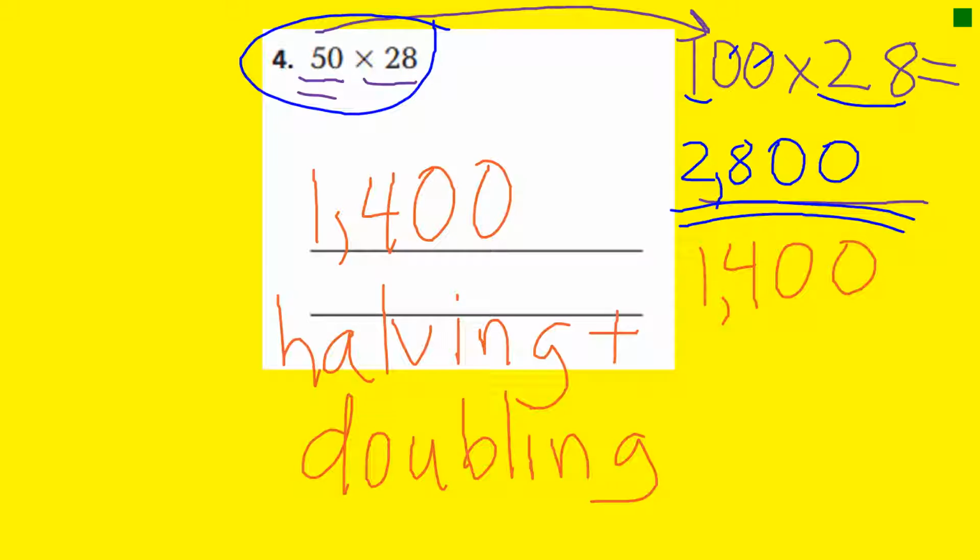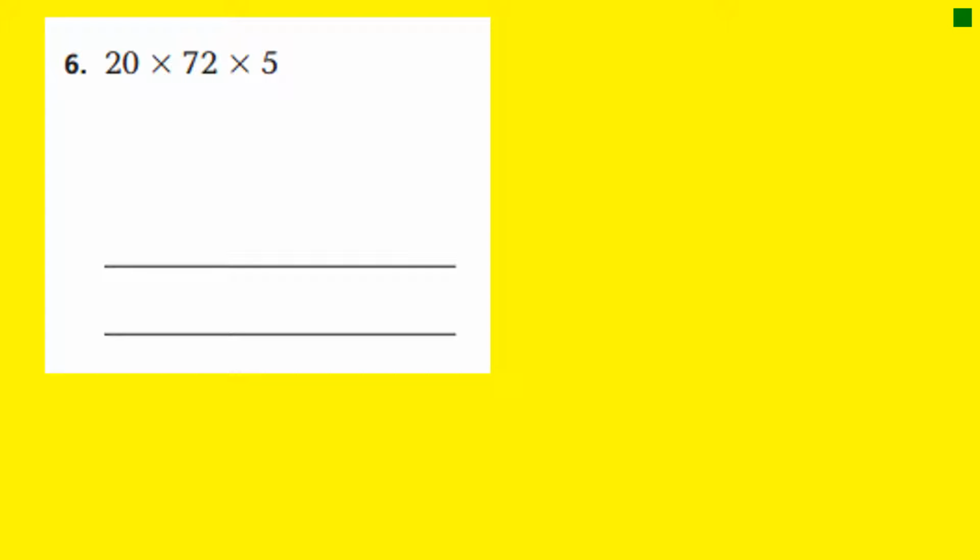Okay. Next, number 6. 20 times 72 times 5. Okay. There's no 25. There's no 100. There's no 50. Oh, I know what I can do here. I'm going to use the commutative property. Now, I want you guys to look. Do you see some numbers that can be flip-flopped so that we can do some mental math?